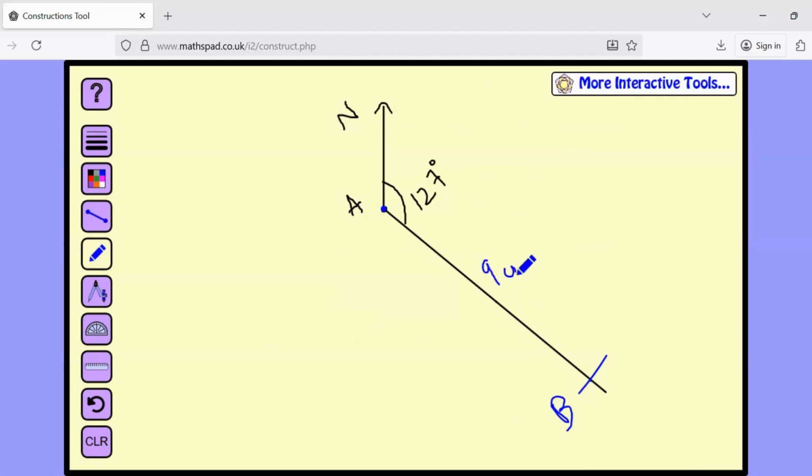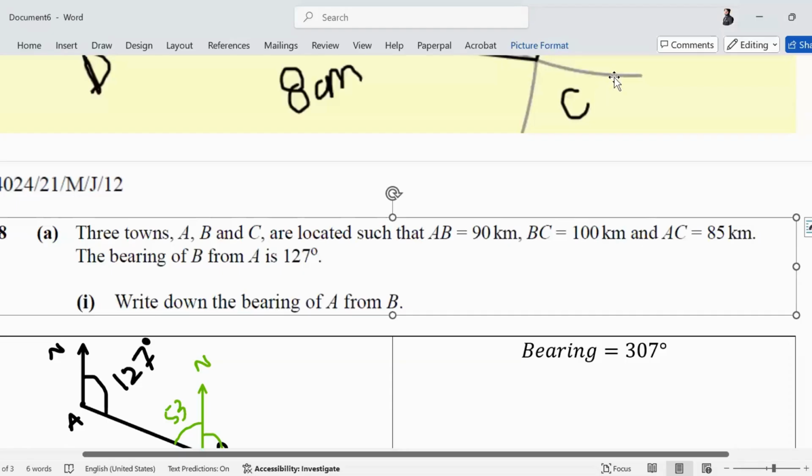Whenever you make a scale diagram, make sure you mention your scale on top, that 1 centimeter, we'll just mention the scale is 10 kilometers. Now I want you to complete the diagram on your own, looking at this data. Give it a try.